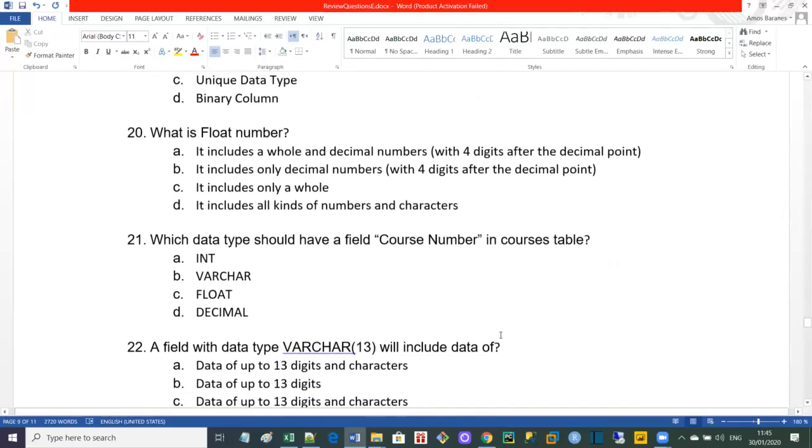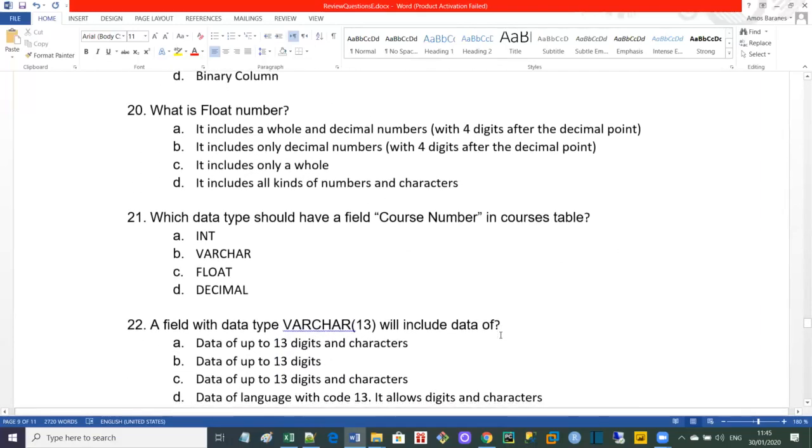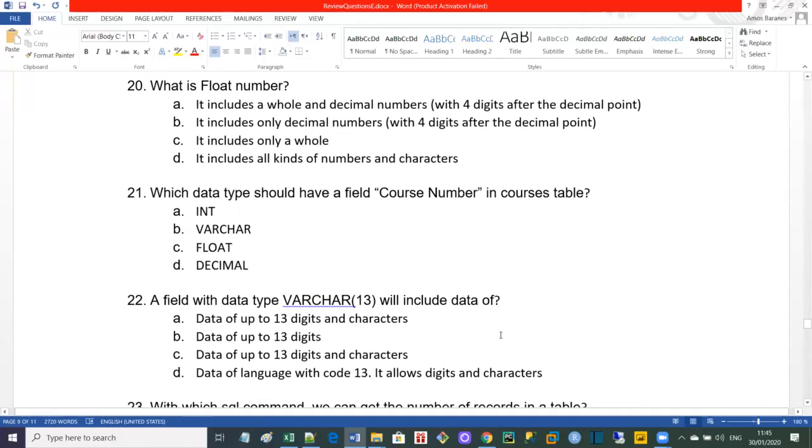The next question is just to make sure. In fact, the next 3 questions deal with the same issue, knowing the data type that we might have in a table. So the first question is, what is a float number? A float number is really a decimal number. Usually databases define float with 4 digits. Some databases, by the way, might define it with 6 digits after the decimal point. Okay, but most of them are 4. So a float number includes a whole number and decimal numbers up to 4 digits after the point.